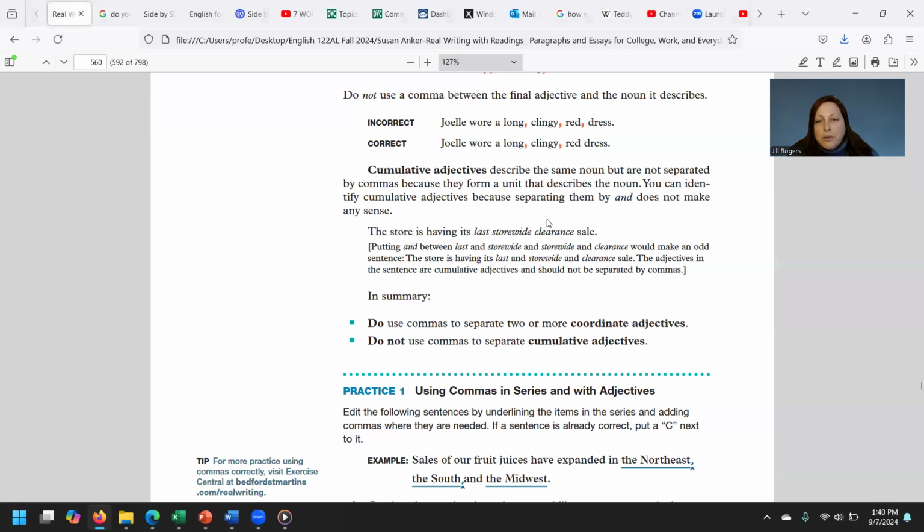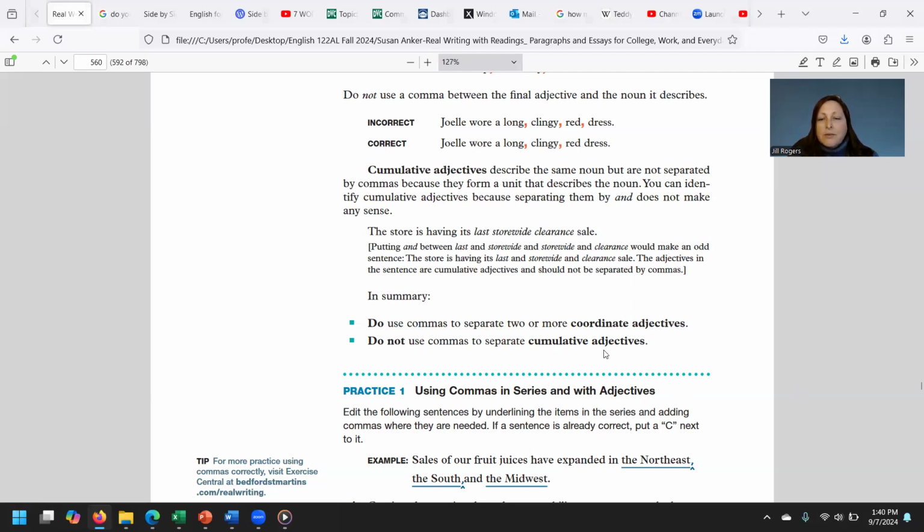Okay, so how do you know? Because if you put "and" in each one of these, it doesn't make sense. Like, it's last and store-wide and clearance sale. It's like, what? That doesn't make sense. Just last store-wide clearance sale. So you do not need commas with cumulative adjectives when they all form a unit to describe one thing. Because these ones, long, clingy, red, can't form a unit. They're all three different things.